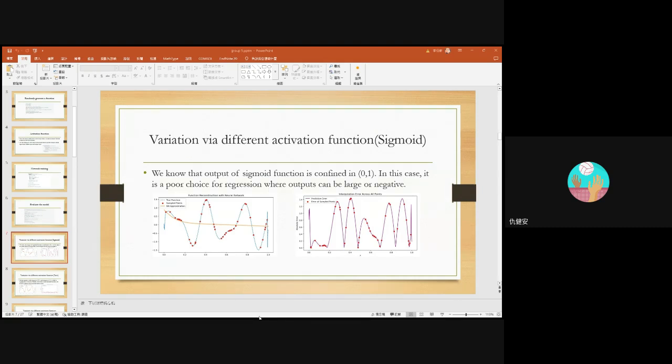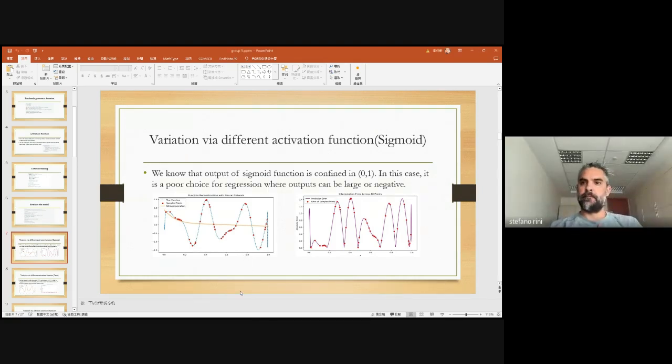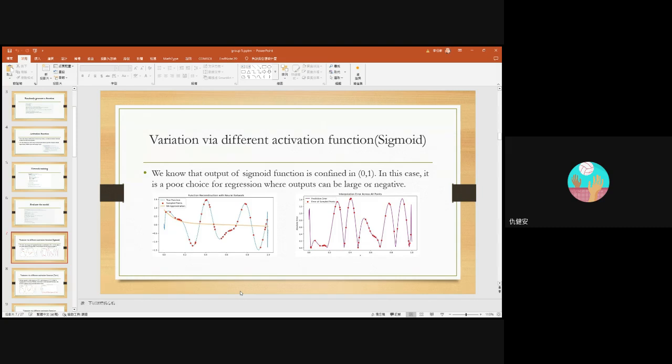Okay, can you hear me? Loud and clear. Okay, so here is the variation part. Our first comparison involves different activation functions. For instance, the sigmoid function outputs values in the range of 0 to 1, which makes it less ideal for regression tasks where outputs may be large or negative. It's also because the sigmoid function has a tendency to saturate. When inputs are very high or very low, its derivative becomes extremely small. This saturation causes the gradient to vanish during backpropagation, so it slows down the learning significantly and makes the performance poor.